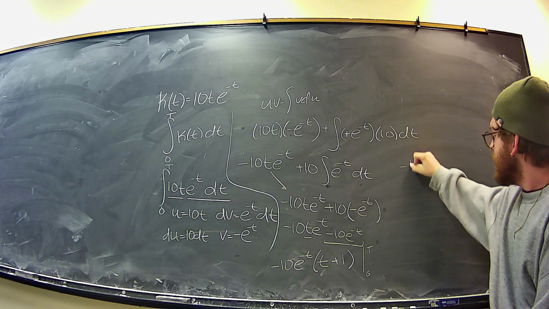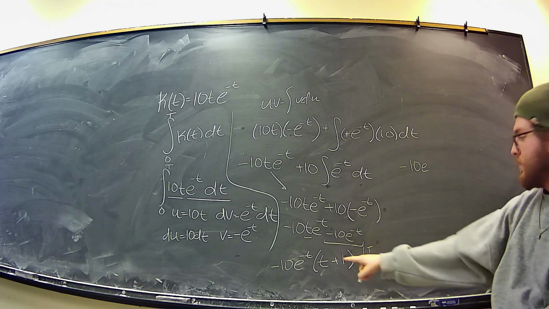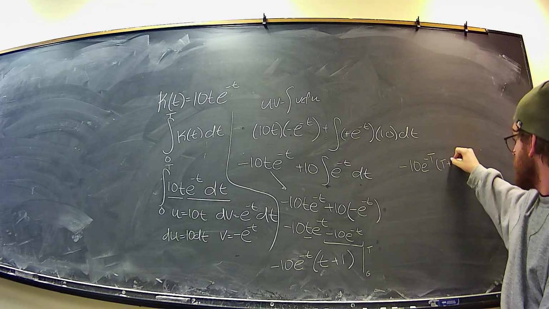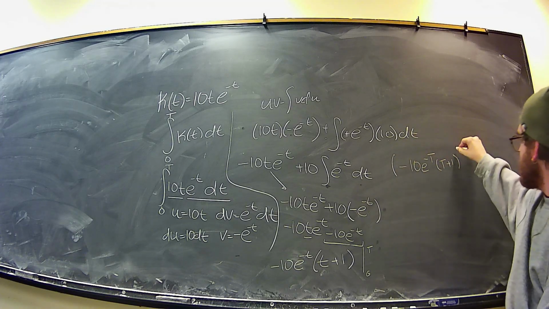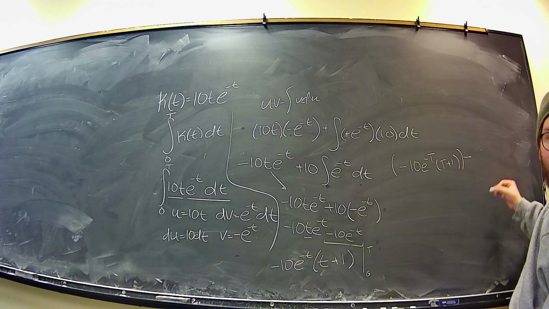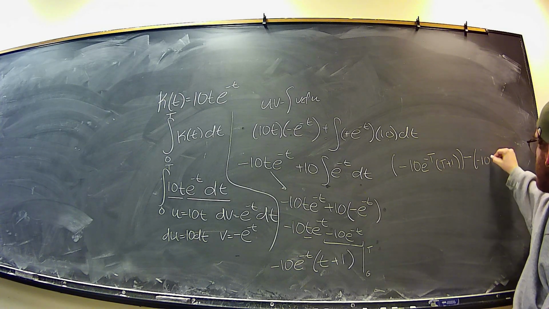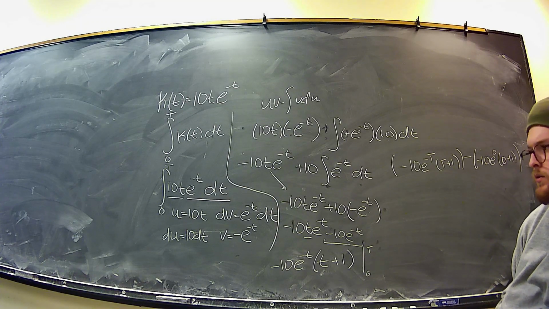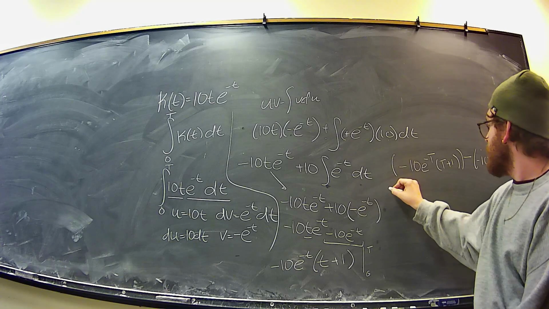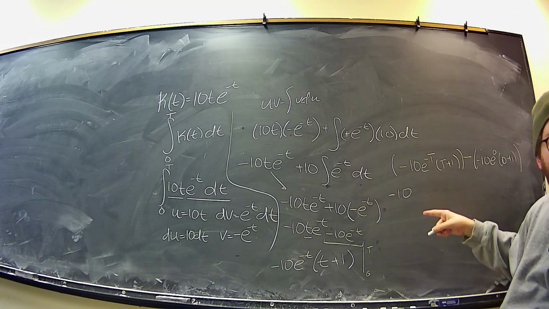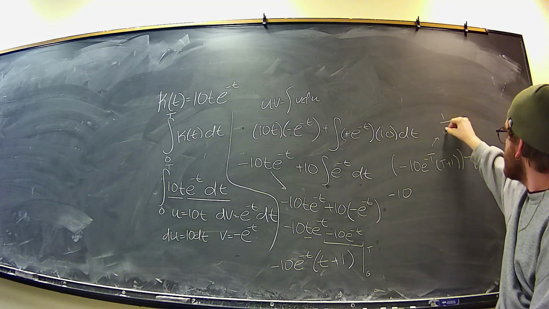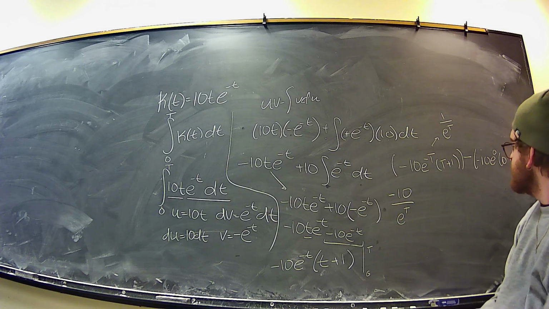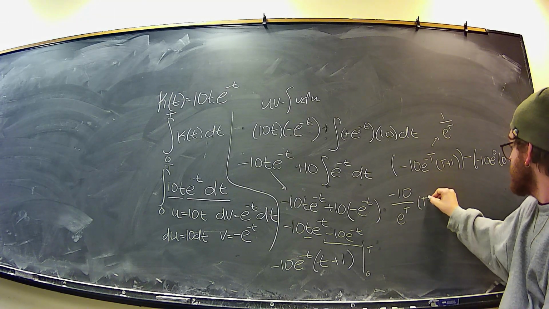Cool. So what am I going to do? I'm going to have negative 10 e to the negative T, because we're plugging in capital T first, times T plus 1, quantity, minus the evaluation at 0, which would be negative 10 e to the 0 times 0 plus 1. Cool. And so what do we get? This part I'm going to write as negative 10. We have e to the negative T, which is the same thing as 1 over e to the T. I'm going to put this over e to the T, just because it makes it look a little simpler. And then T plus 1 still.